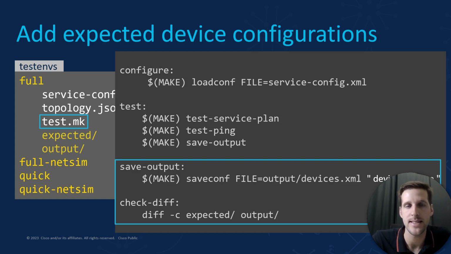In this test.make file, we have 2 additional targets that I haven't shown you earlier. There is this save output target. So after every test run, we save the output, usually all the devices output, but often the service outputs too, if we have a more complex hierarchy of services. And then there is the check diff that does the comparison between the expected and the output folder.